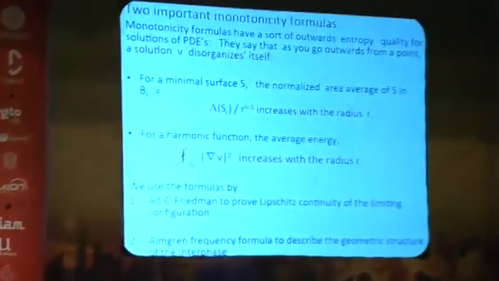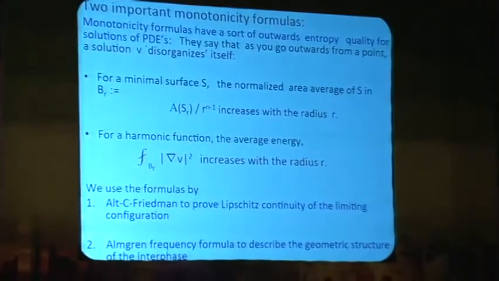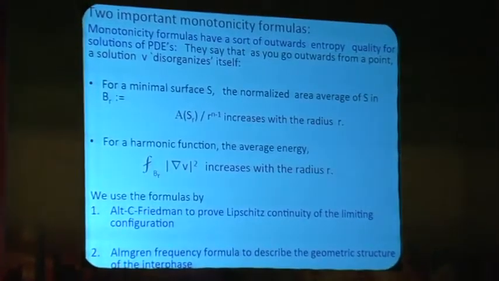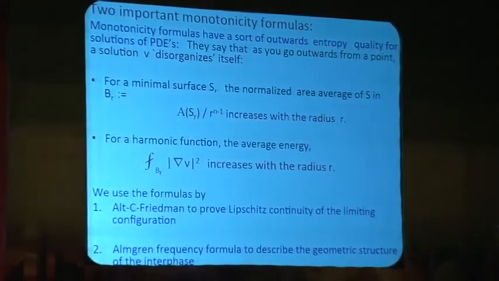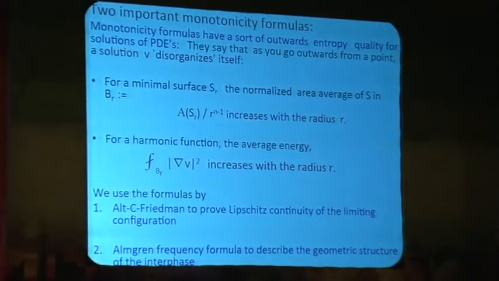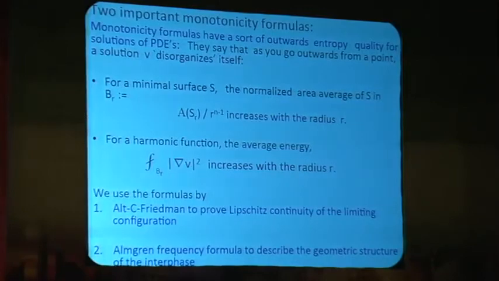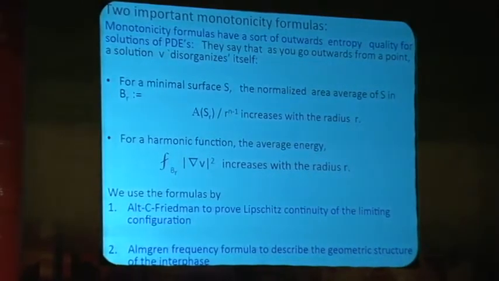So monotonicity formulas usually say that you take a solution of a PDE, which can be a minimal surface, or a harmonic function, or some nonlinear equation, right? And the monotonicity formula says that there is a quantity, so you start at the origin, and you start to go away from the origin. Suppose you have a harmonic function. You start at the origin and go away from the origin, and there is some quantity that plays the role of entropy that grows as the radius increases. Okay? And there are some very classical monotonicity formulas.